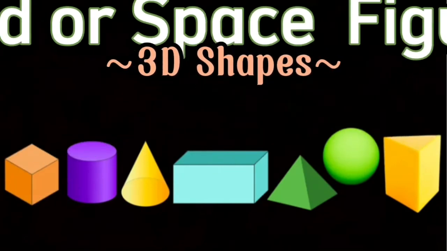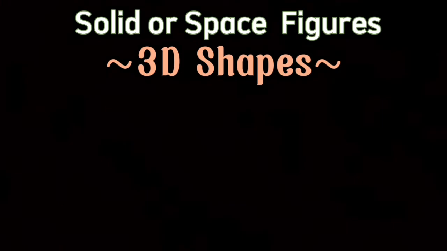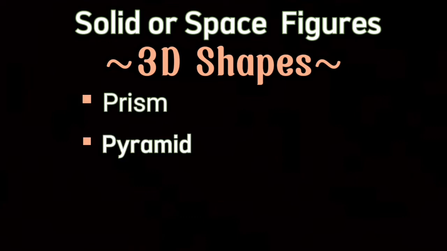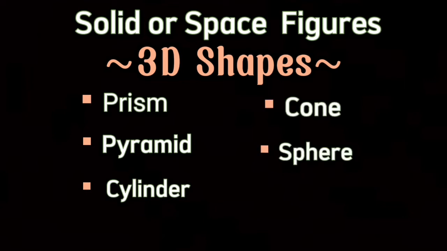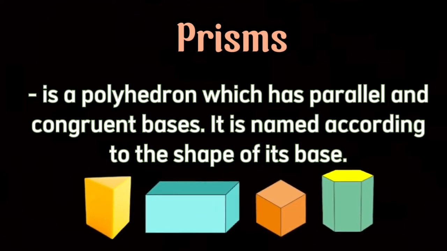Let's learn more about solid or space figures. There are different kinds of solid figures, and these are prism, pyramid, cylinder, cone, and sphere. Let's talk about prisms. A prism is a polyhedron which has parallel and congruent bases. It is named according to the shape of its base.